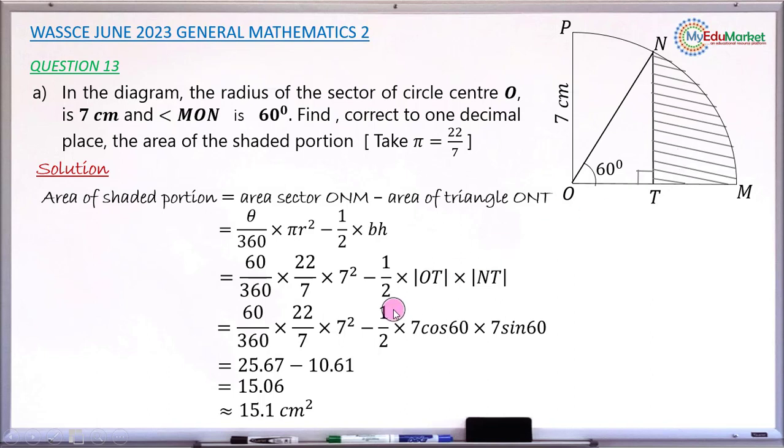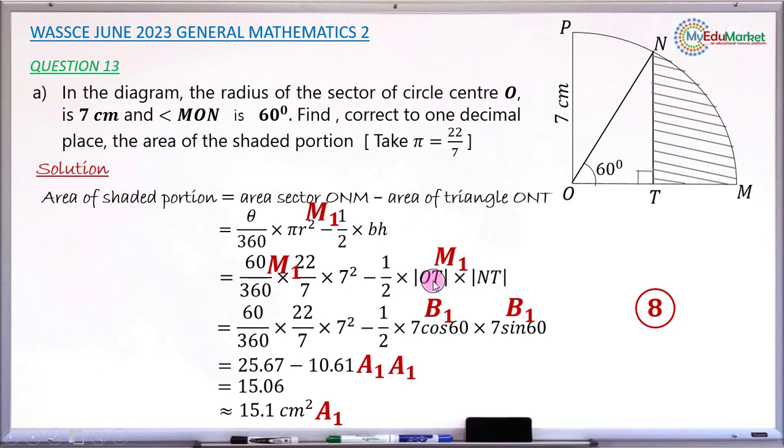Let me share with you how marks were distributed in this question, as contained in the marking scheme. The very first mark is a method 1 mark, for finding the area of the shaded region as the area of the sector minus the area of the triangle. When you substitute theta and r correctly in the formula for area of the sector, you have a method 1 mark. And when you substitute in the formula for area of the triangle the base and the height correctly as OT and NT, you have another method 1 mark.